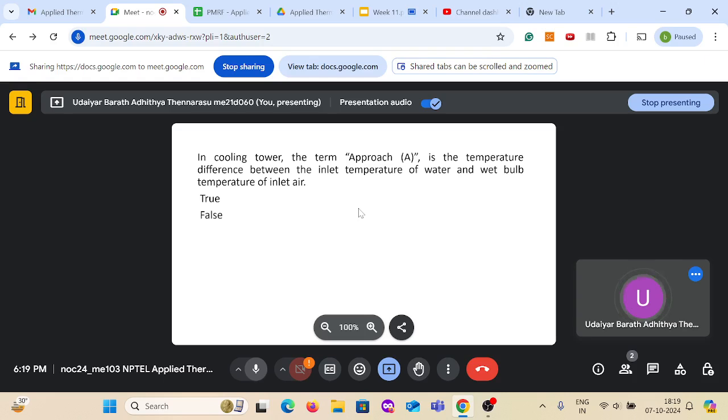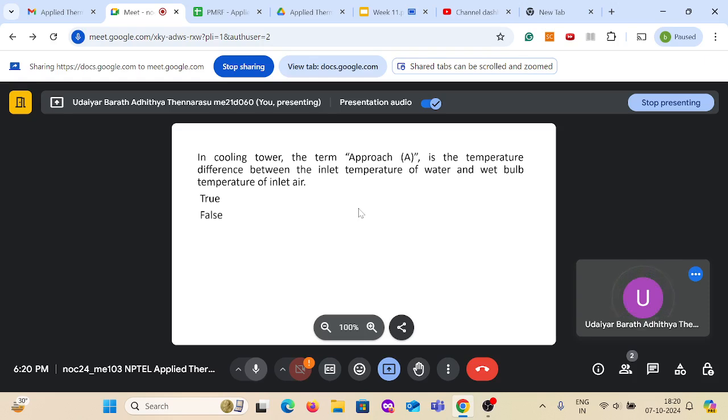The next is a true or false question. In a cooling tower, the term approach is the temperature difference between the inlet temperature of water and the wet bulb temperature of inlet air.